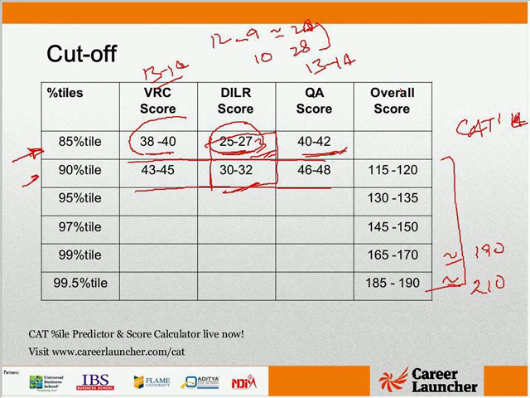Another thing that you should keep in mind is when you check the scores that you are expecting, whether on your rough estimate or after we've recreated the paper, don't be disheartened. If you see that CAT didn't work out, it's absolutely not an issue. You still have SNAP and XAT to go, so ensure that your preparation for SNAP and XAT gets underway ASAP.